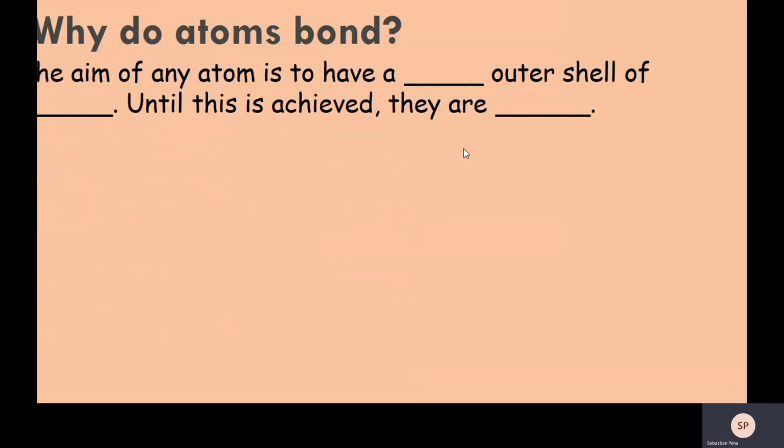Welcome back. So the aim of any atom is to have a full outer shell. This is full of electrons. That's what we're talking about, a full outer shell of electrons. The reason being is until this is achieved, they are unstable. So the atoms want to be stable. When they have a full outer shell, they are completely stable.